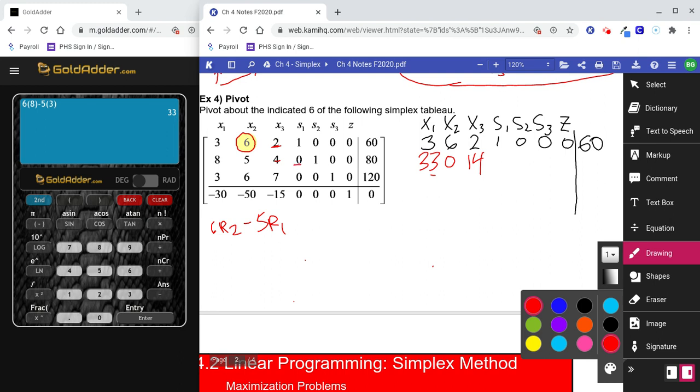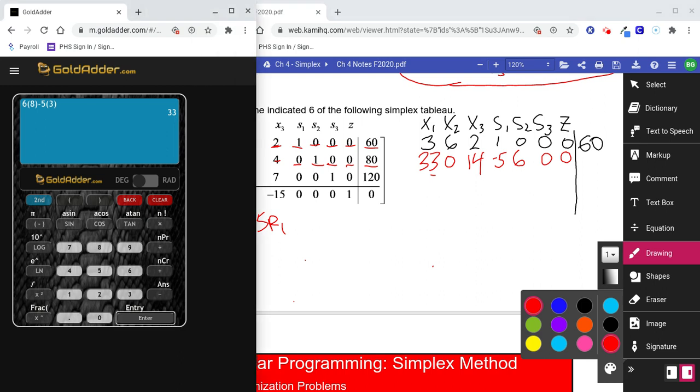6 of these is 0 minus 5 of these is negative 5. 6 of these minus 5 of these is 6. 6 of these minus 5 of these is 0. 6 of these minus 5 of these is 0. And 6 of these minus 5 of these. Okay, so 6 80s minus 5 60s is 180.